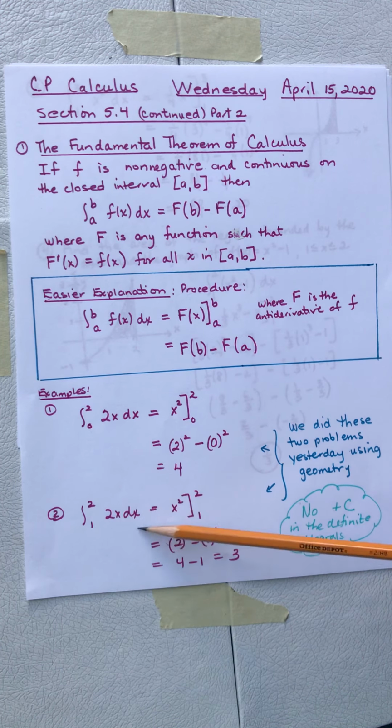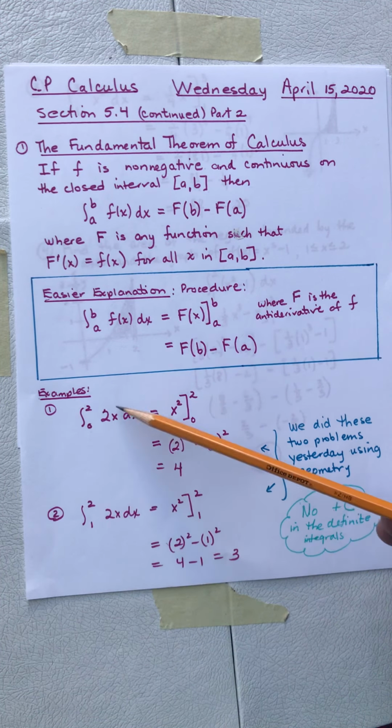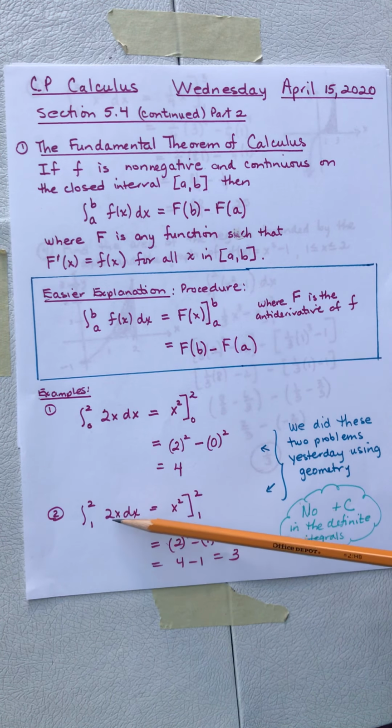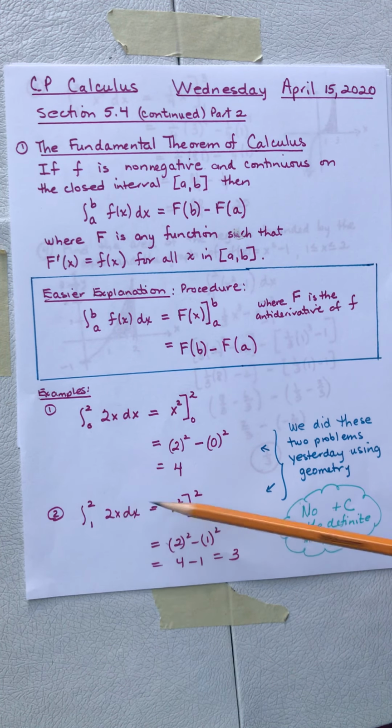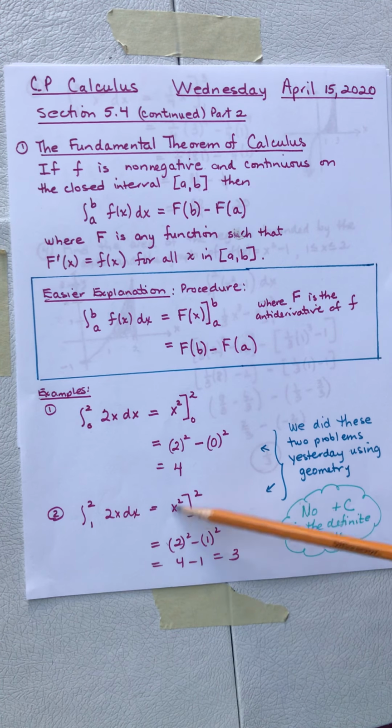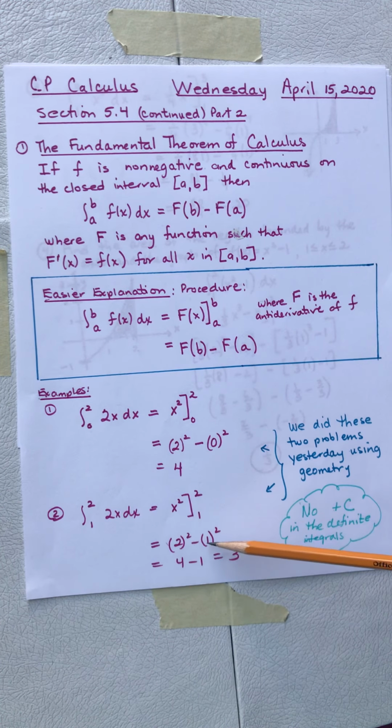Now, this is the other one we did yesterday. The same function, 2x, but we were going from 1 to 2. So we still find the antiderivative, the integral from 1 to 2 of 2x dx. Find the antiderivative of 2x, that's x squared. Recopy these numbers over here, 1 to 2. Put your little bracket that knows we're going to evaluate it. Plug in 2. We get 2 squared. Minus, plug in 1. We get 1 squared. Subtract, we get 4 minus 1, which is 3. And that was the answer to the second problem we did yesterday.